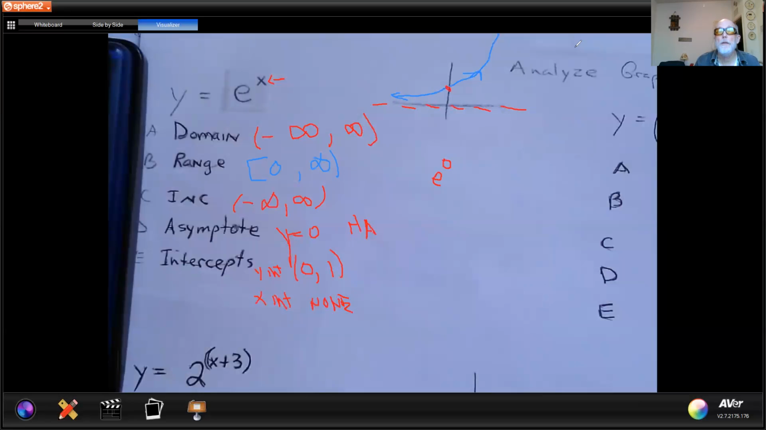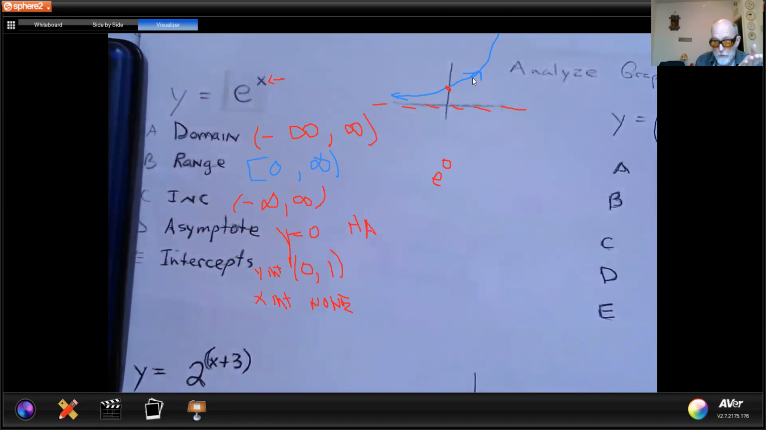So this graph right here is the graph of e to the x. It's also the same graph for any positive base. So if I said 2 to the x, the graph would be the same. 4 to the x, the graph is the same. The domain is the same. The range is the same.